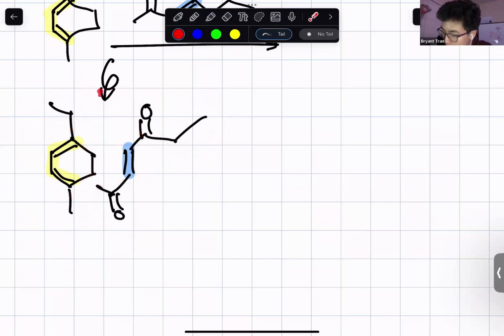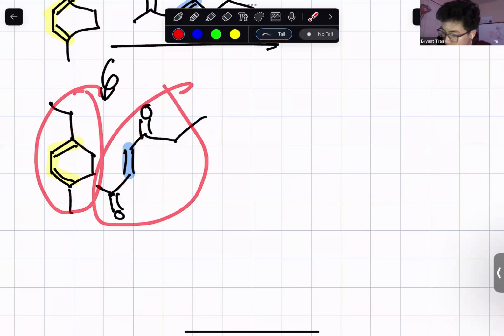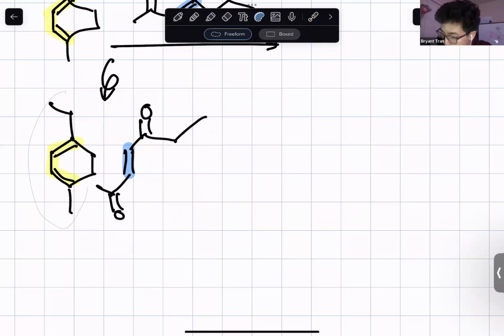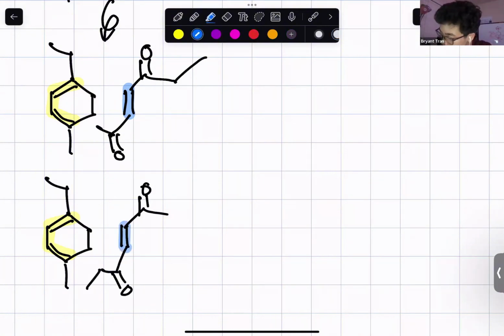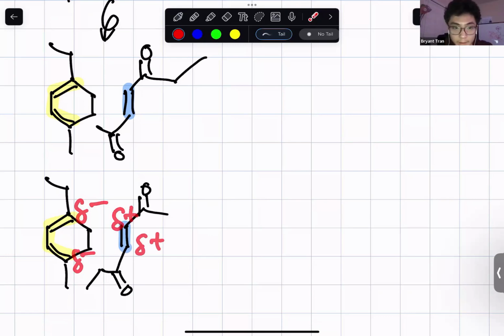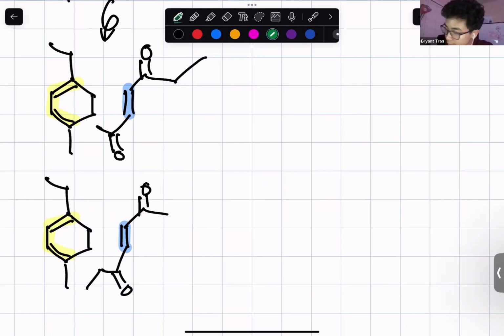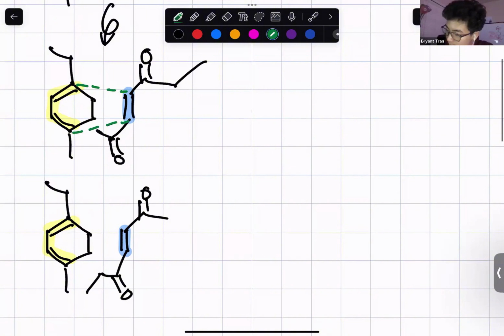So one of the products will come from this orientation. Another set of products is going to come from this orientation right here. Right, where I just flipped the dienophile upside down, but the charges still align, right? There's still a partial negative charge here and here, partial positive charge here and here. Now, once I align those charges, I then draw the pocket between the diene and dienophile.